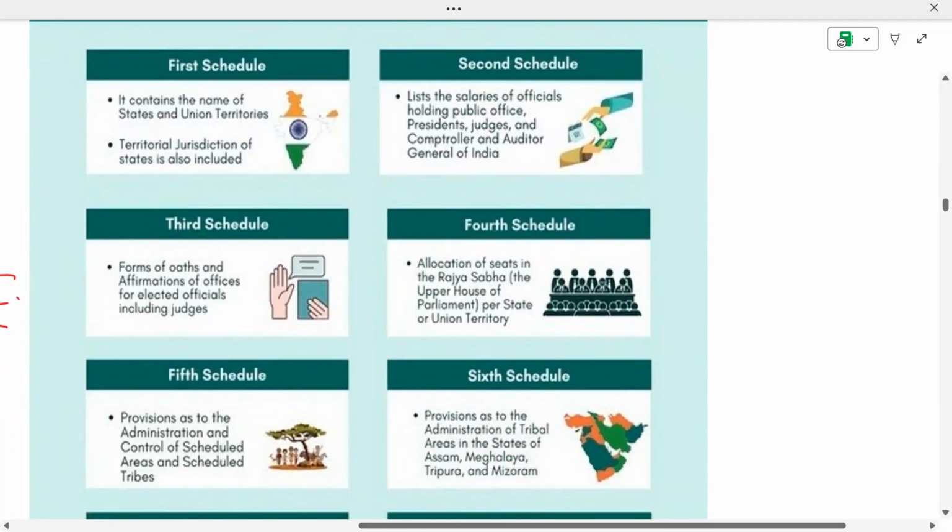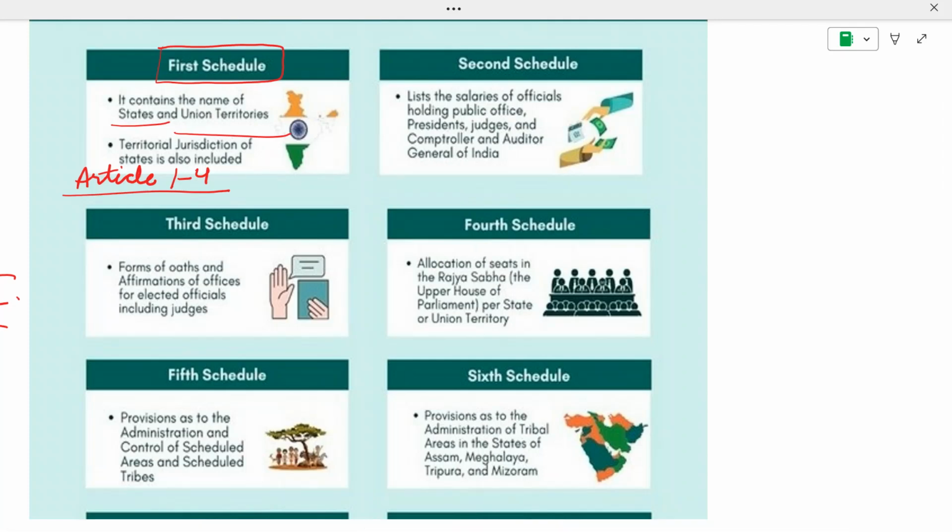The first schedule includes the names of the states and the union territories. It also includes their territorial jurisdiction, and it covers articles 1 to 4. So articles 1 to 4 are covered in the first schedule of our Constitution, which deals with the names of the states and union territories as well as their territorial jurisdiction.